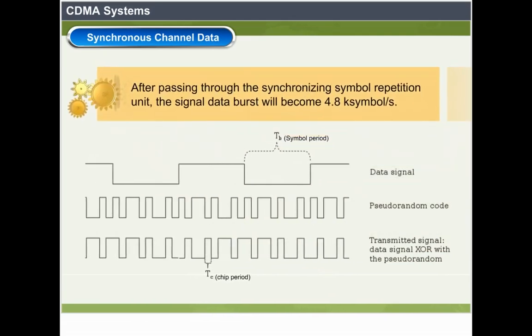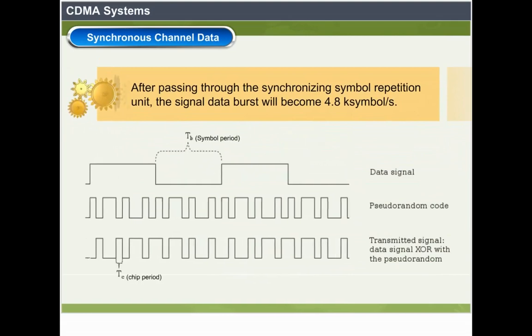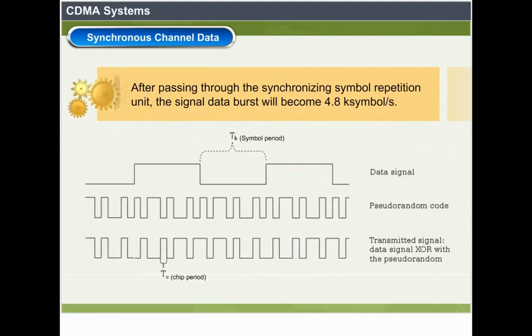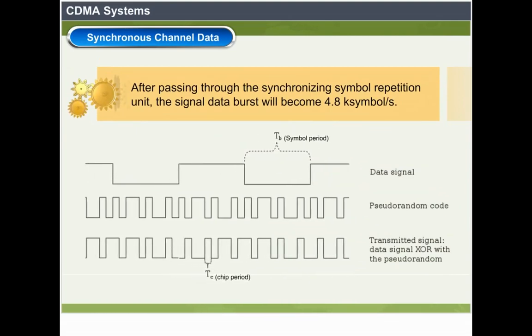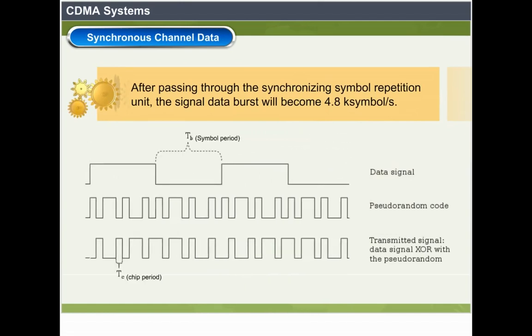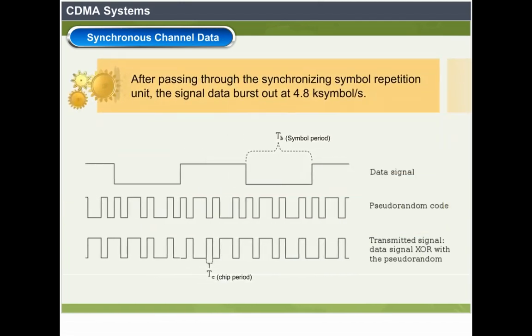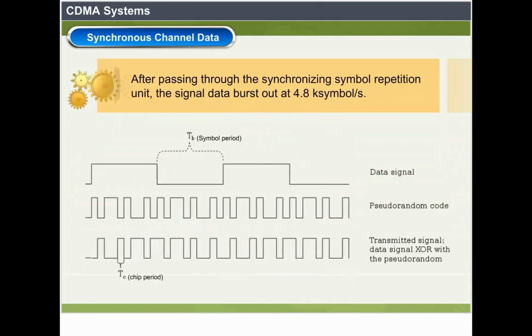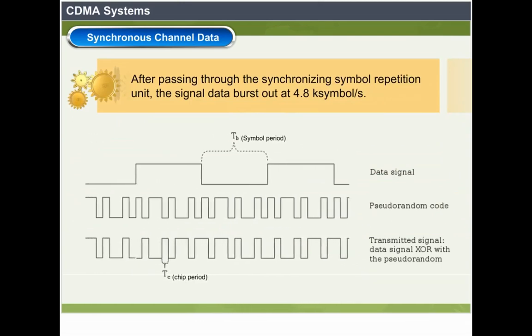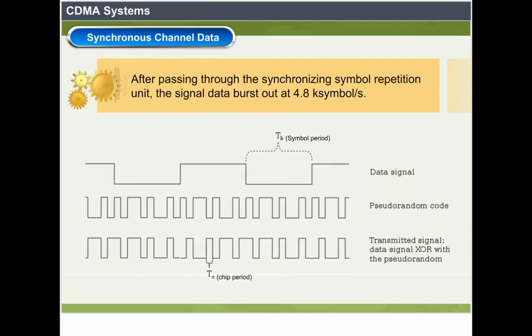After passing through the synchronizing symbol repetition unit, the signal data burst will become 4.8 K symbols per second. After going through block interleaving, the 4.8 K symbols per second are coded at a rate of 1.2288 M chips per second.